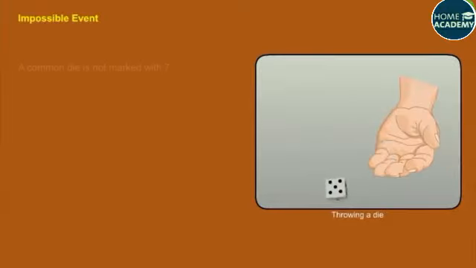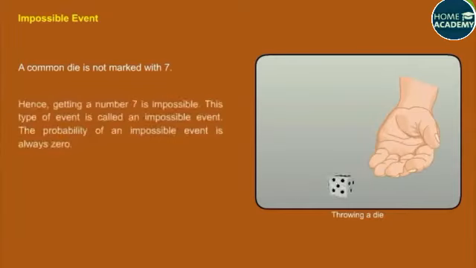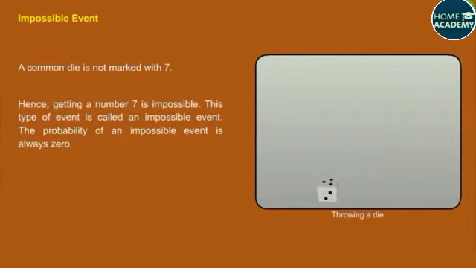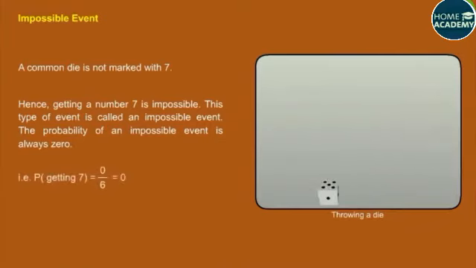Impossible event. A common die is not marked with 7. Hence, getting a number 7 is impossible. This type of event is called an impossible event. The probability of an impossible event is always 0. That is, probability of getting 7 equals 0 upon 6 equals 0.